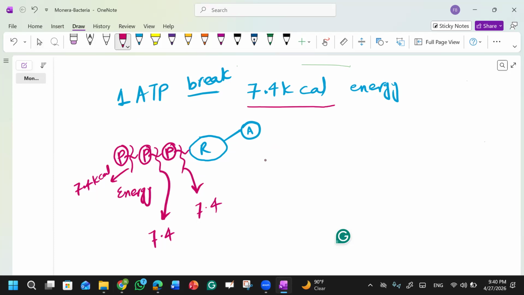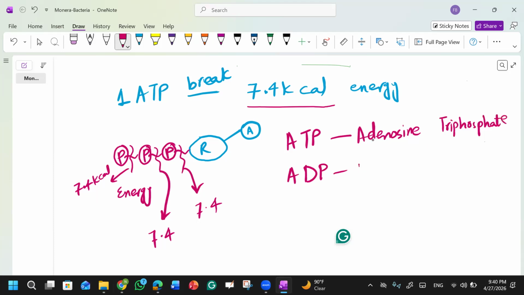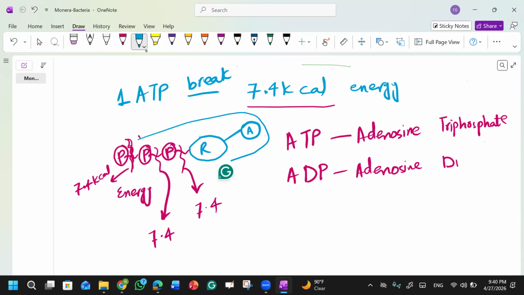Okay, one more thing. This was ATP, right? So when one phosphate breaks down, it will become ADP, adenosine diphosphate. Initially, it was adenosine triphosphate. Now it will become adenosine diphosphate when you break down one phosphate. So now you have two phosphate molecules. You see, now there are two phosphate molecules in this.